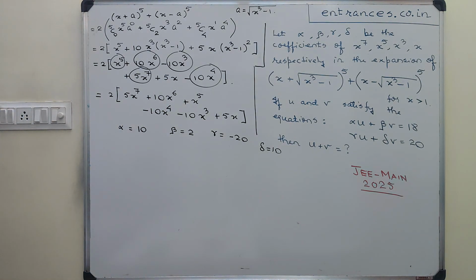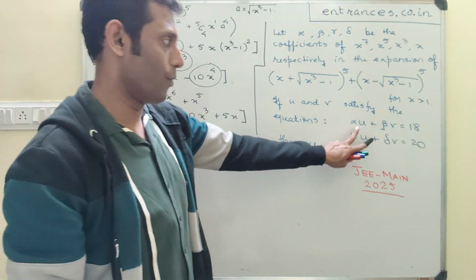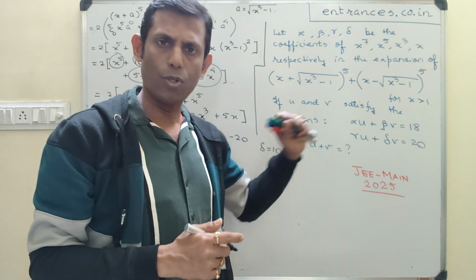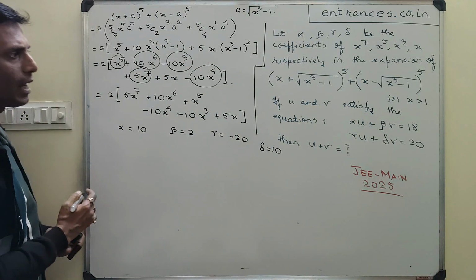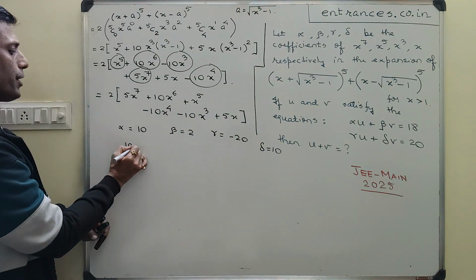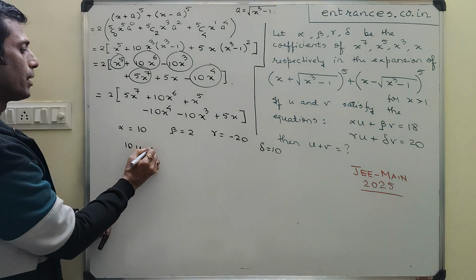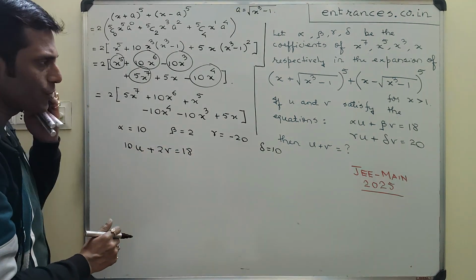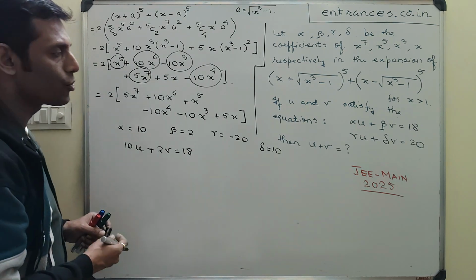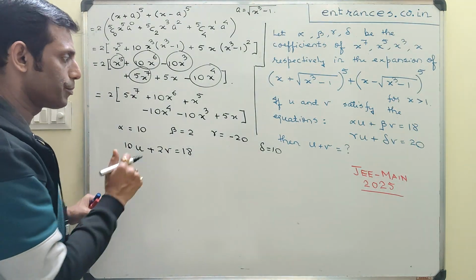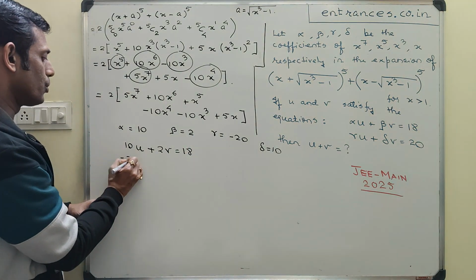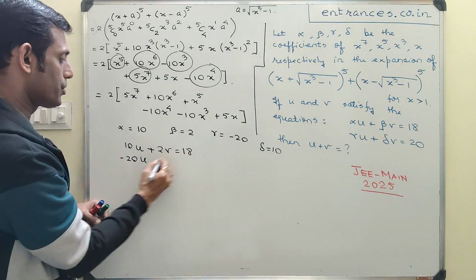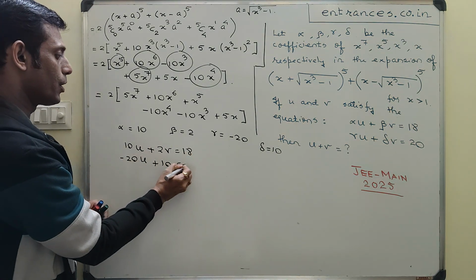These are the coefficients. Given this, you can easily make the equations look like two linear equations in two variables u and v. Then alpha times u means 10u, beta v is 2v equal to 18. I don't think this is a challenge, but this would be time consuming if you want to solve it. There's a trick to solving this. Let me tell you this. Minus 20u plus 10v equal to 20.